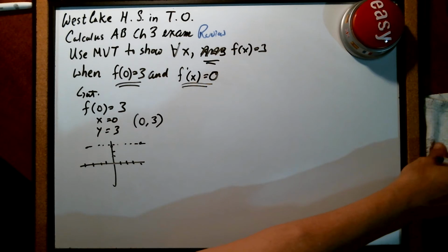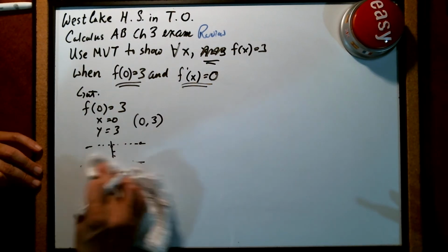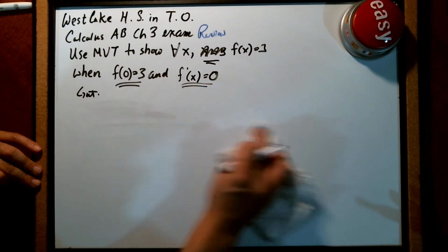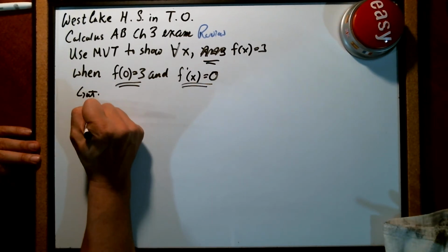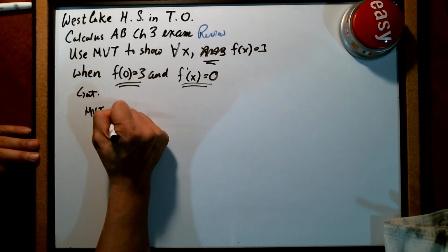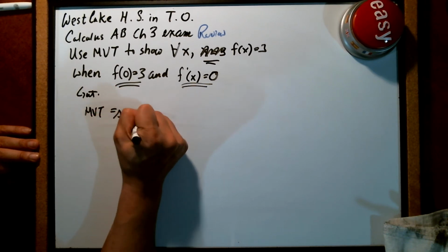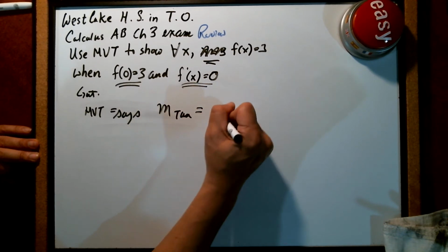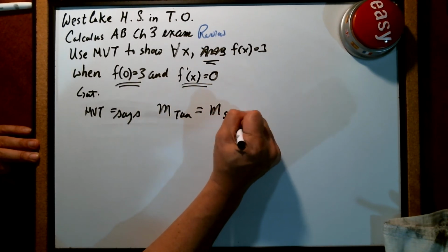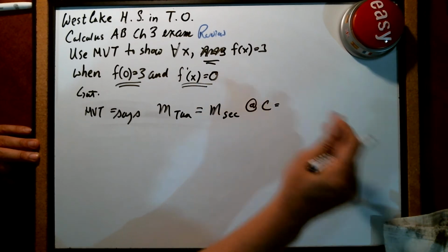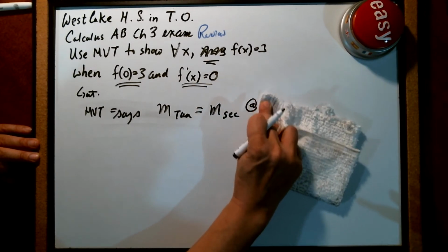How do we use the mean value theorem? What does the mean value theorem say? The MVT, mean value theorem, says that the slope of the tangent has to equal the slope of the secant at some c value, when the x value is some c.